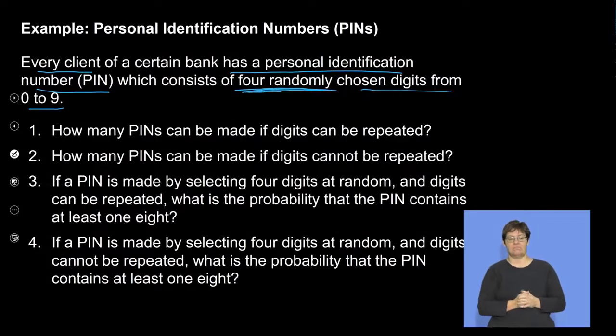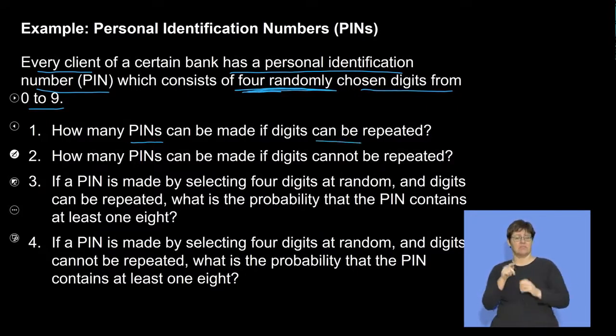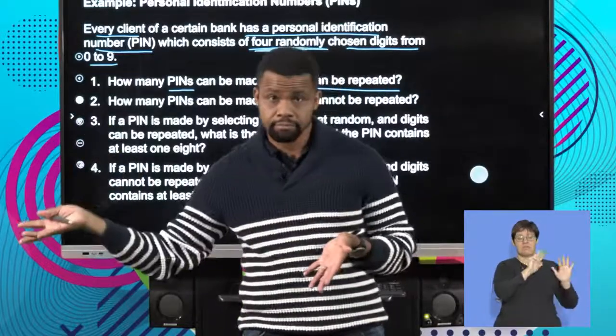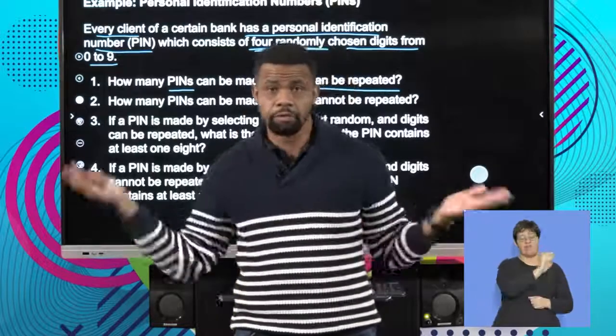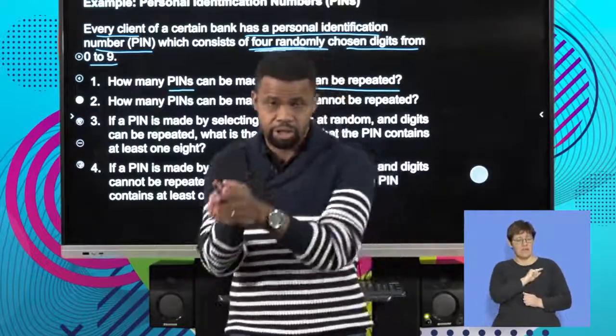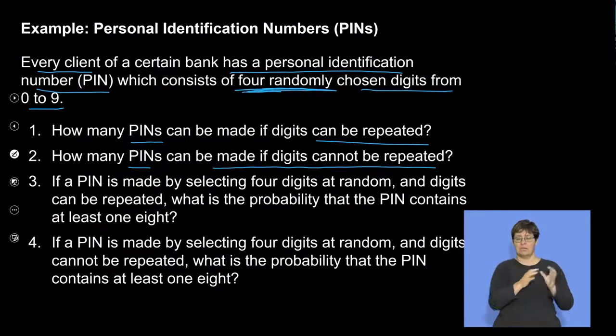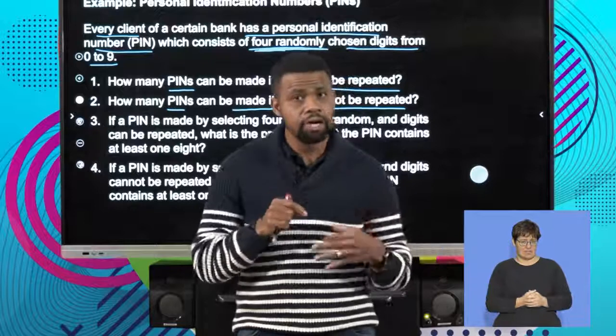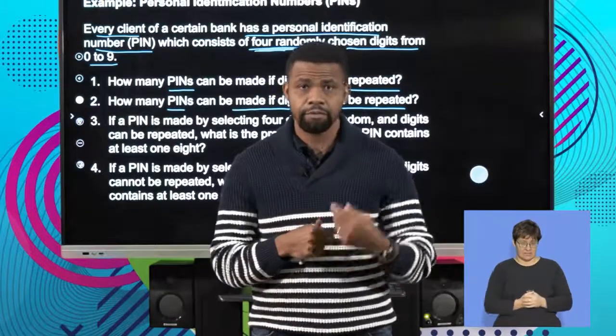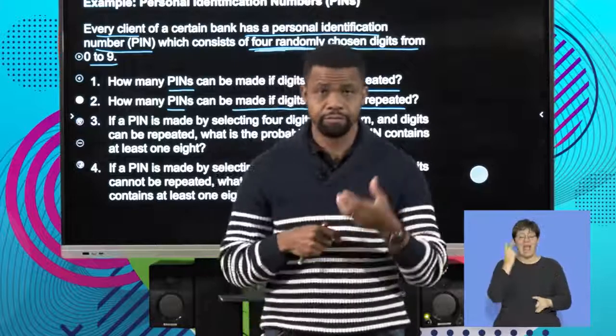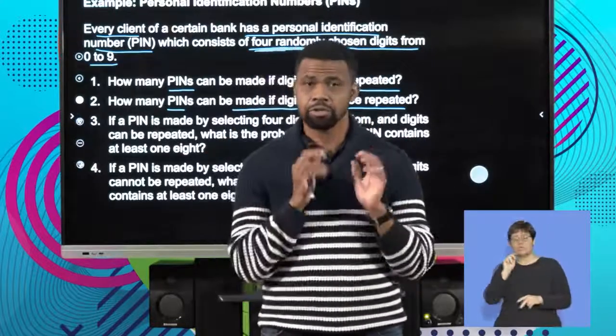Now, what does the first question want us to do? How many PINs can be made if the digits can be repeated? It implies I can use 9999, and so on. I can use 5 four times because I can repeat the digits. The second question: how many PINs can be made if digits cannot be repeated? Now you cannot repeat the digits. If I've used 5, I cannot use 5 again. If I've used 9, I cannot use 9 again.